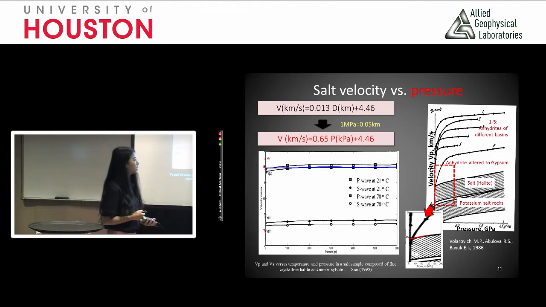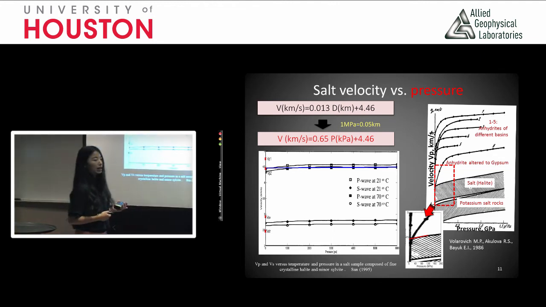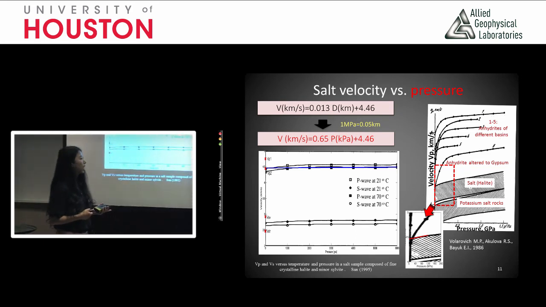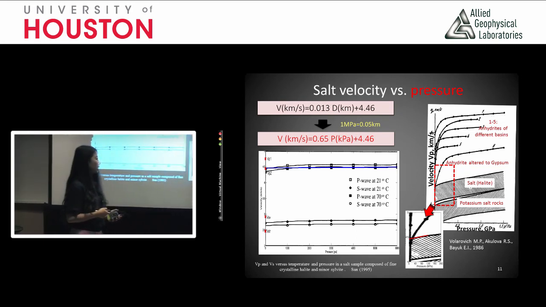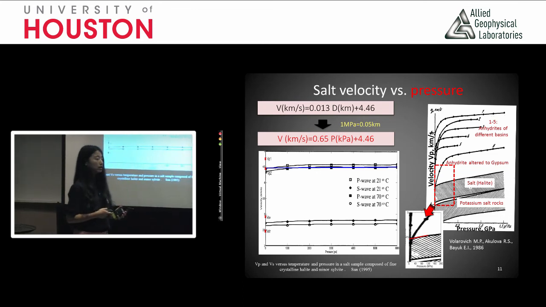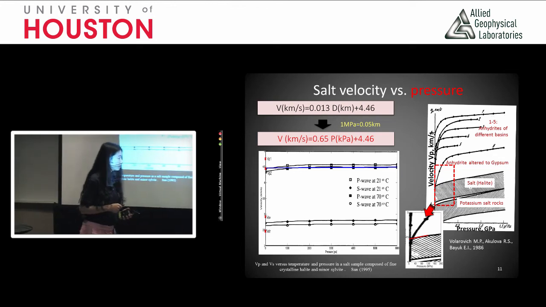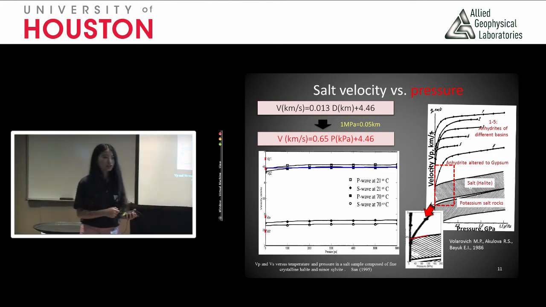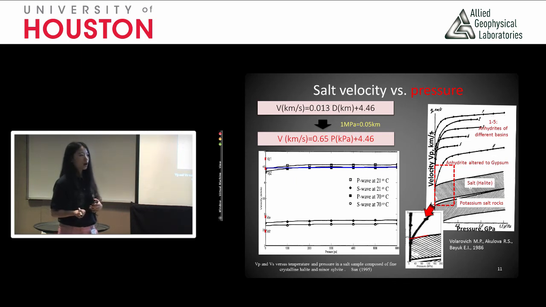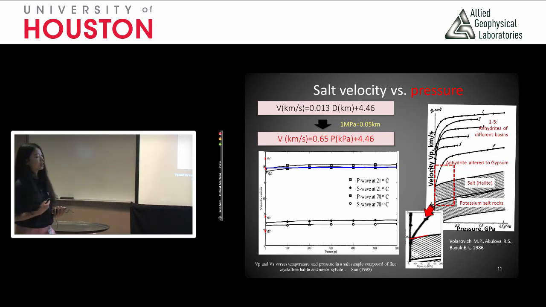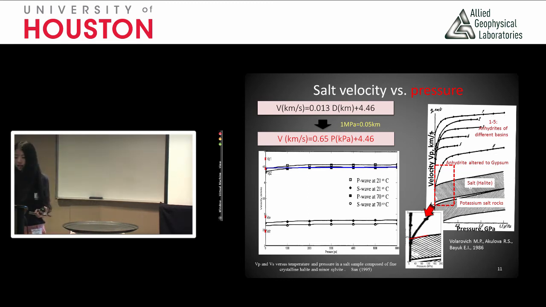Another comparison, different from the previous lab measurement, is real field data. This is a basin in Russia, and they got this range of salt velocity variation with pressure. Our prediction fits their upper bound here. So this fit supports our prediction with depth in another way.